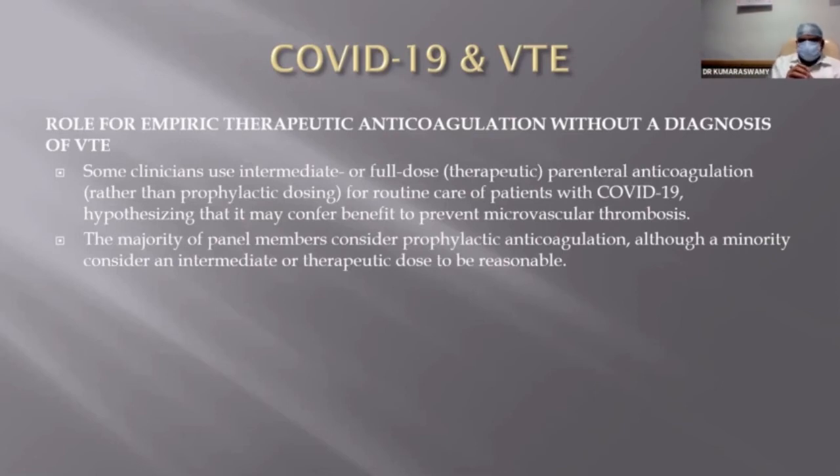So, the role of empiric therapeutic anticoagulation without a diagnosis of VTE. Yes, some clinicians use intermediate or full dose parenteral anticoagulation for routine care of patients with COVID-19, hypothesizing that it may confer benefit to prevent microvascular thrombosis. The majority of panel members consider prophylactic anticoagulation instead of going for intermediate or therapeutic doses for these patients.